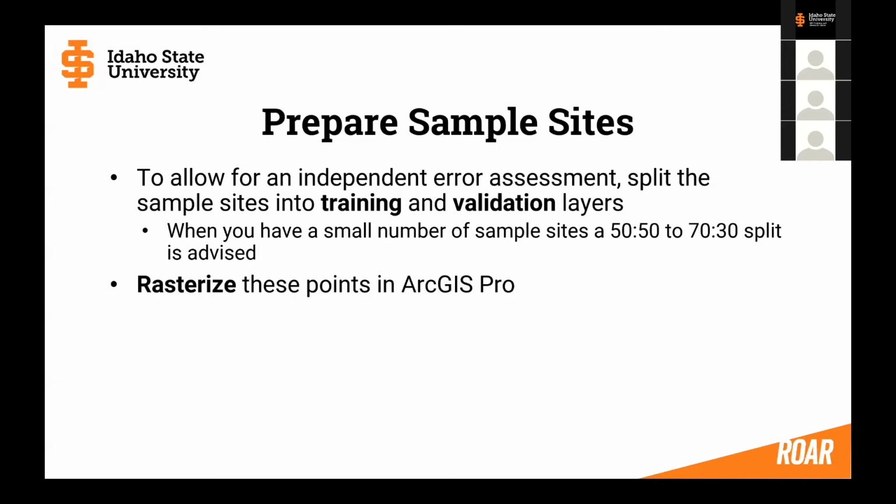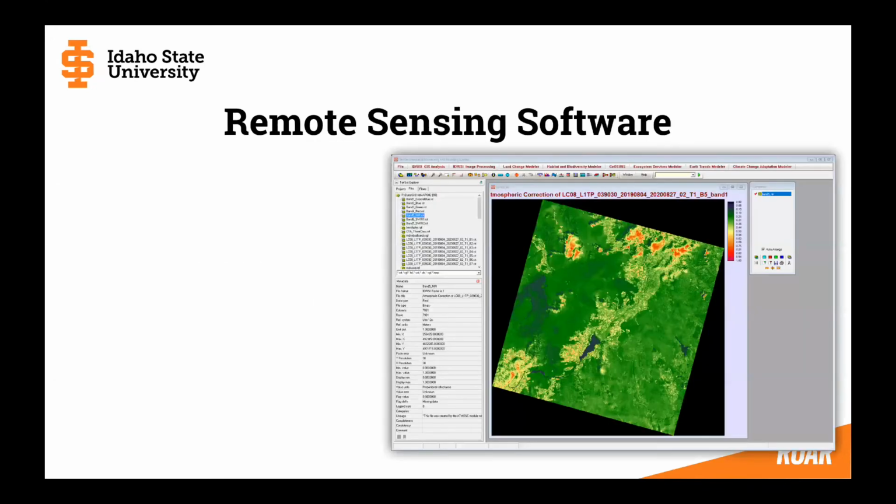Then what I did is I rasterized those points in ArcGIS Pro. And that's a simple process. We take the point feature class and convert those to rasters. And I always like to use TIFF or GeoTIFF file format. That works very, very well in both ArcGIS Pro and Idrisi TerraSet.